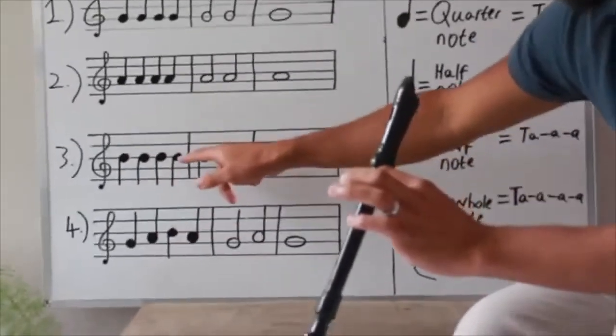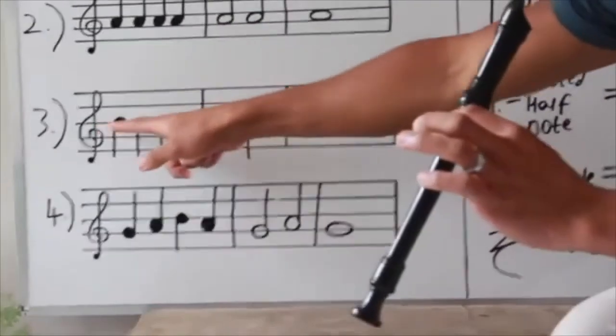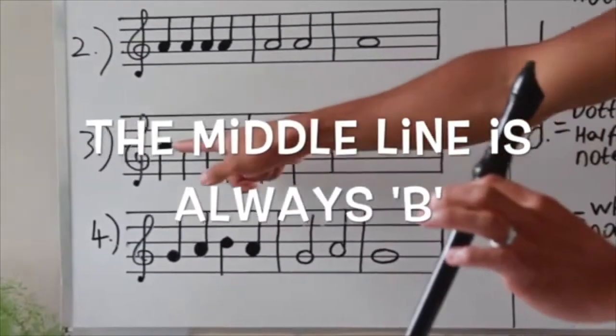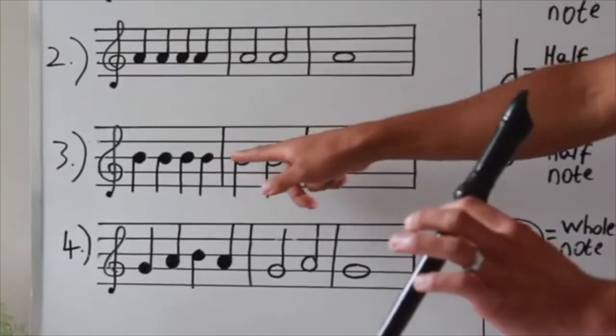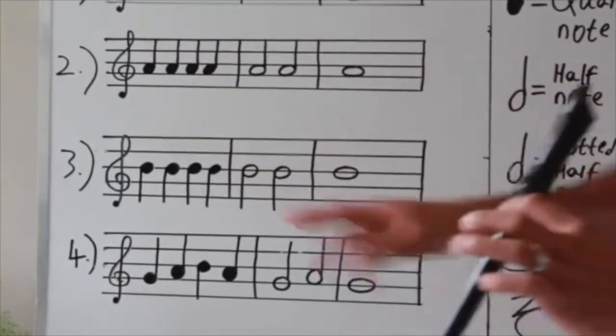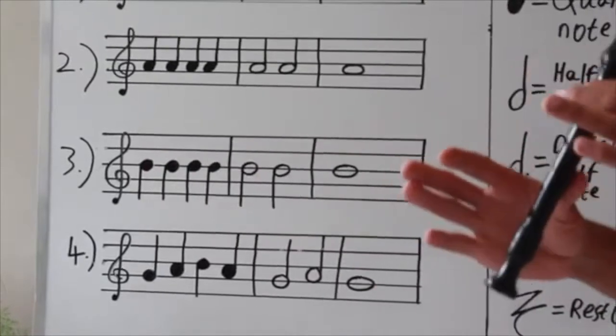Notice B is on the 3rd line. An easy way to remember B, it's always in the middle. The middle line is always B. The same way you know that G is the 2nd line, B is the 3rd line, okay? Always in the middle. So let's try line number 3. Grab your recorders. Let's go.